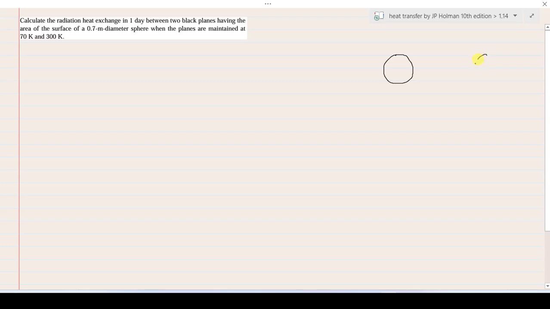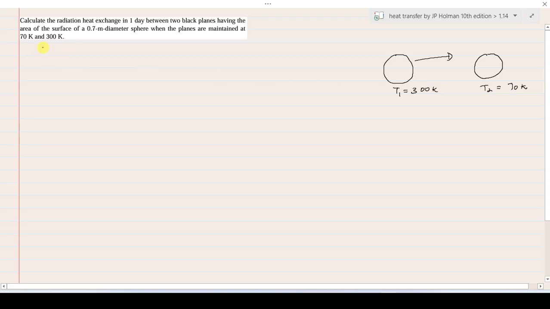and this is the other sphere that is maintained at a temperature of 300 Kelvin and the temperature T2 that is 70 Kelvin. Between them there is a heat transfer taking place, that is radiant heat transfer. So we need to find that radiant heat transfer throughout the whole day if it is maintained at temperatures of 300 Kelvin and 70 Kelvin.